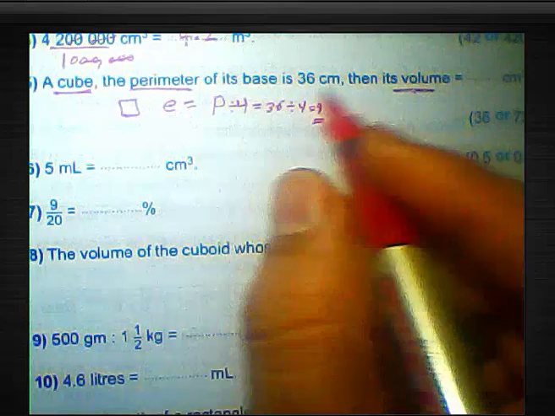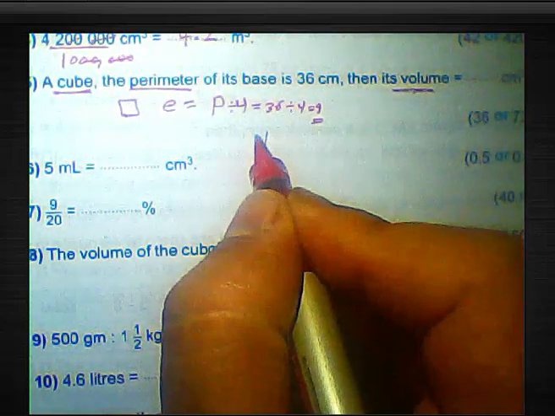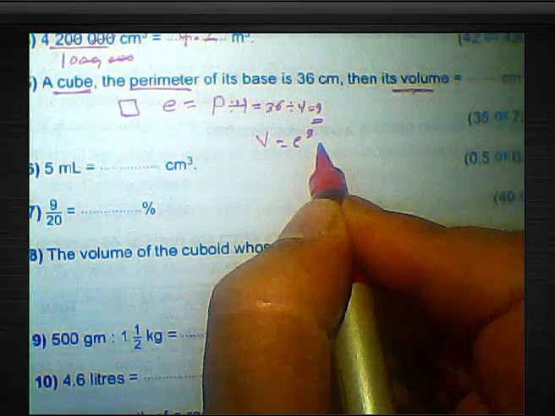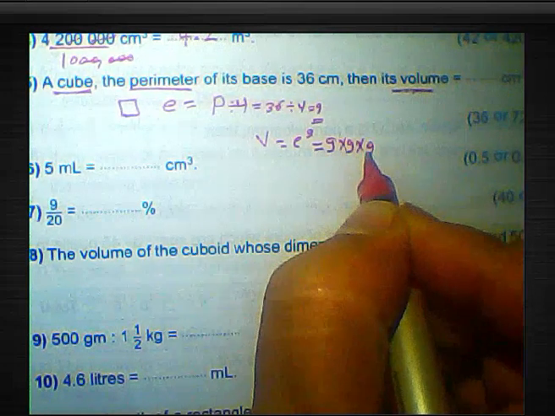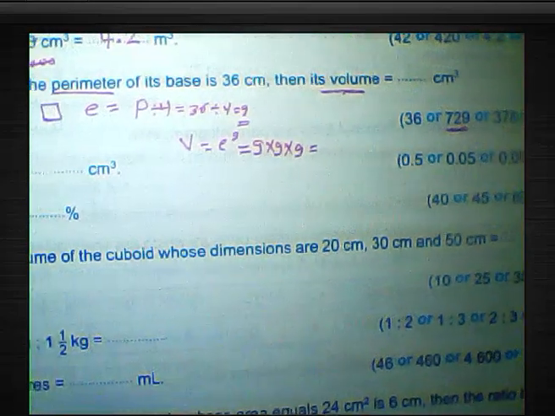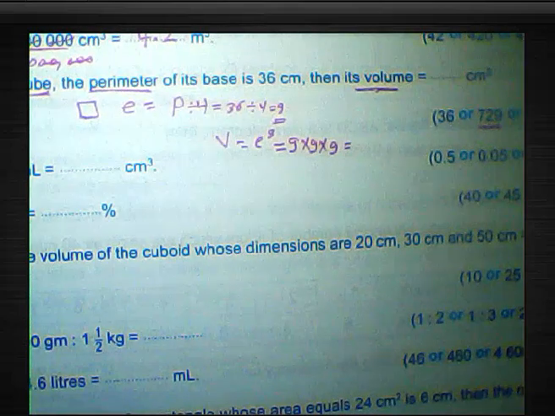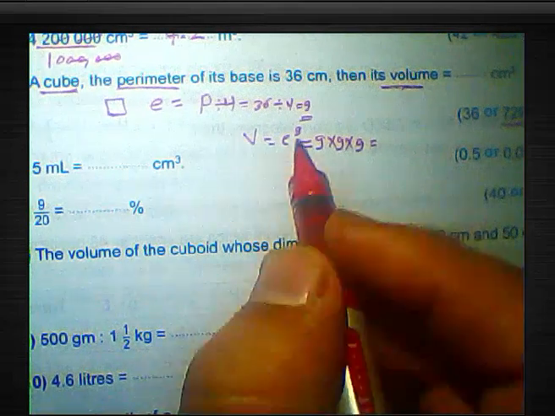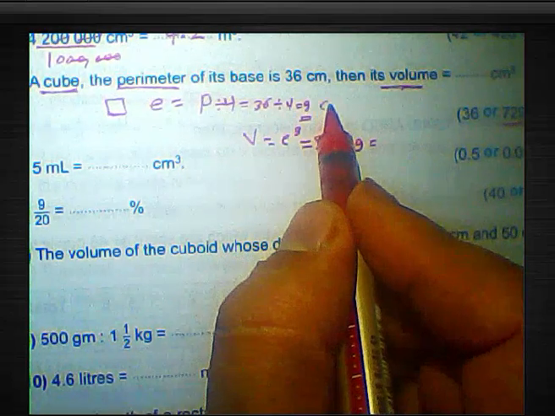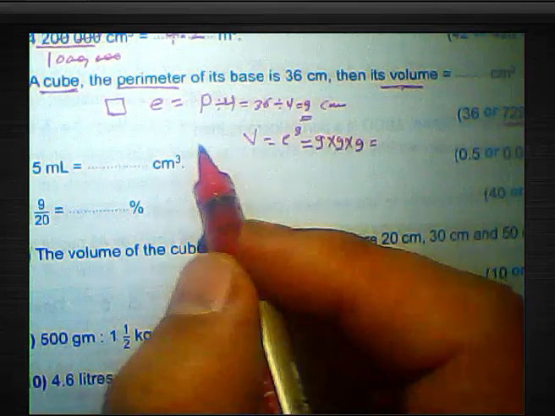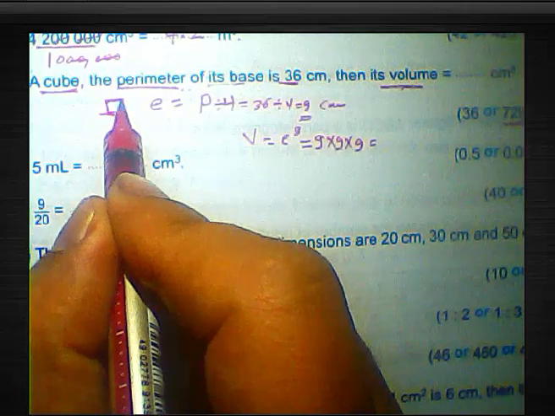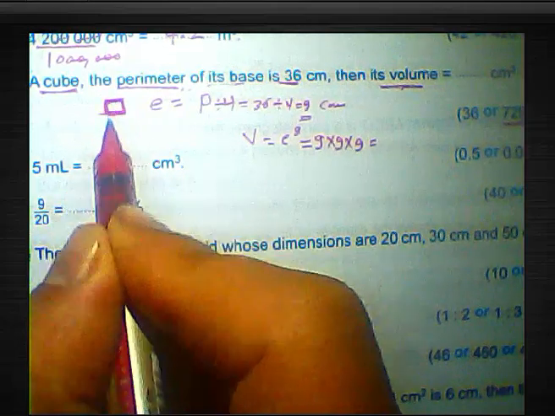It's the edge. You want to find the volume. The volume equal edge power 3 or cubic edge. Edge times edge times edge. 9 multiply 9 multiply 9 equal 729. It's the volume about cube. Cubic edge, 9 times 9 times 9, because the edge was 9 centimeter. Okay, because the perimeter of its base 36, we know its base was square. Square has 4 sides equal in length.